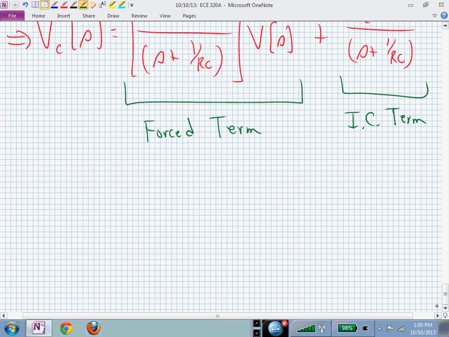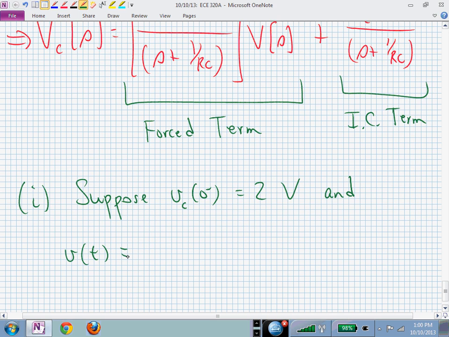Let's take this now into the time domain. Well, let's clean this up a little bit by making some assumptions. Let's suppose that somebody says, suppose that the capacitor initially was charged up to where it had a voltage of 2 volts. And suppose that they say, what if we apply to that as a source, what if we just turn the switch on with an amplitude of 1 at time 0, or apply a unit step for the forcing function?